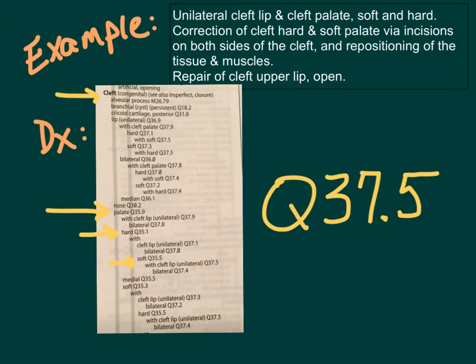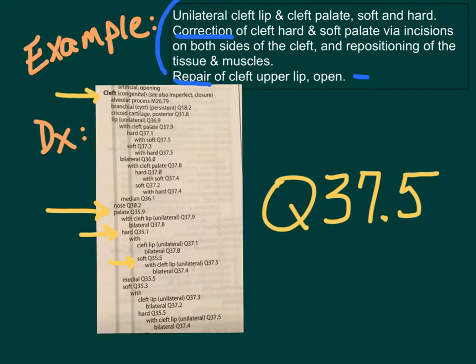Let's code together an example from exercise 26.1. So here we have unilateral cleft lip and cleft palate, soft and hard, correction of cleft hard and soft palate via incisions on both sides of the cleft, and repositioning of the tissue and muscles. Then we have a second procedure going on here, repair of cleft upper lip open. So we have the correction procedure and the repair.